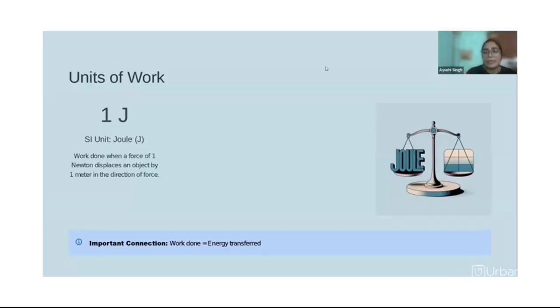Now, the unit of work is actually joule. Okay, it is measured in joule. The work done is said to be 1 joule when 1 Newton of force is applied and the displacement is 1 meter. Then we can say 1 joule of work has been done. So work done is equal to energy transferred, that is, how much energy is being transferred to something else, right?